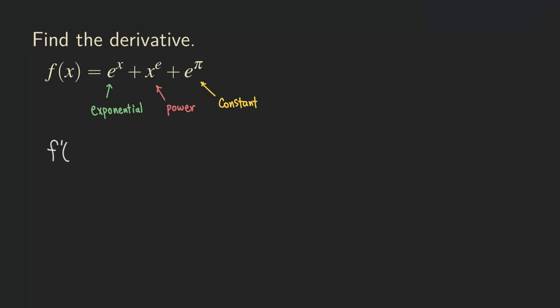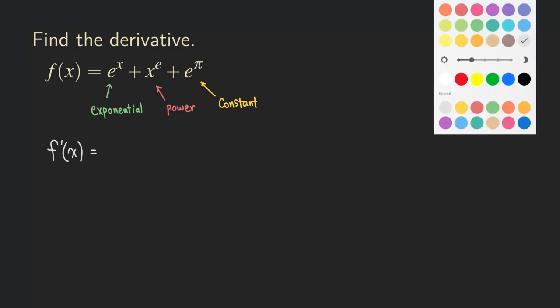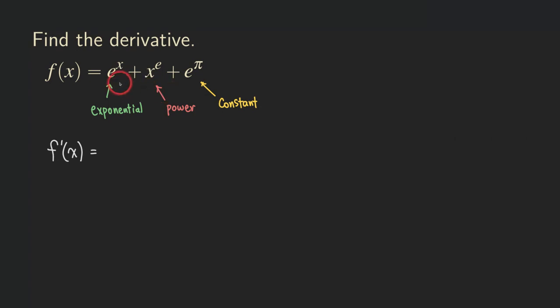So when we take the derivative, when we want to find f prime, then for the exponential function, when we take the derivative of e to the x, we are still just going to be getting e to the x. Okay, and then for the power function, we are going to use the power rule. So we need to bring down the power and then we subtract 1 from the original power. So we are going to bring down the power, which is e, and then we have x, and then we need to subtract 1 from the e, so we get e minus 1. Okay, so that's our power function.